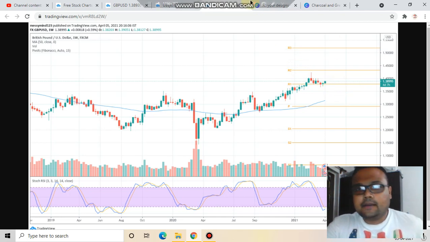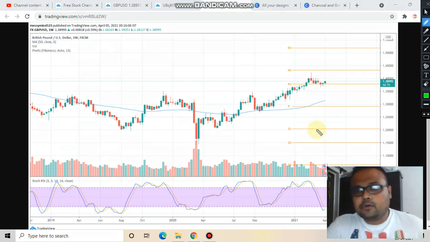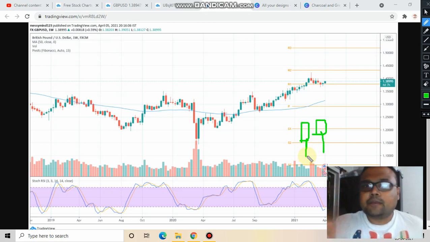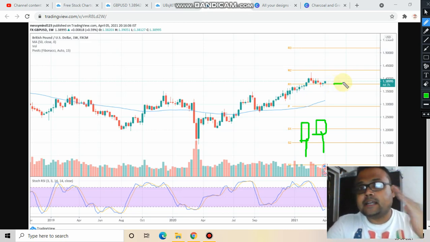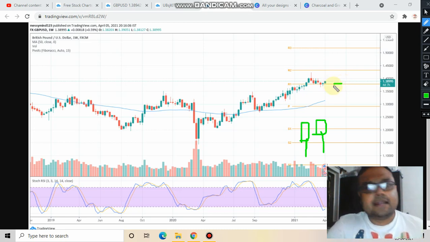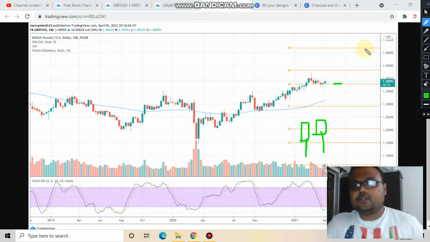Before that also market took support, which means that for the past 2 weeks market has formed a hammer kind of a pattern. Hammer kind of a pattern generally suggests that sellers took the price down, but bulls did not like the price and they pushed the price all the way up. As a result, for the past 2 weeks market tried to close below this support level, but failed, and as a result market succeeded in closing above this support. So this is a valid support for the market. There is no doubt about it.